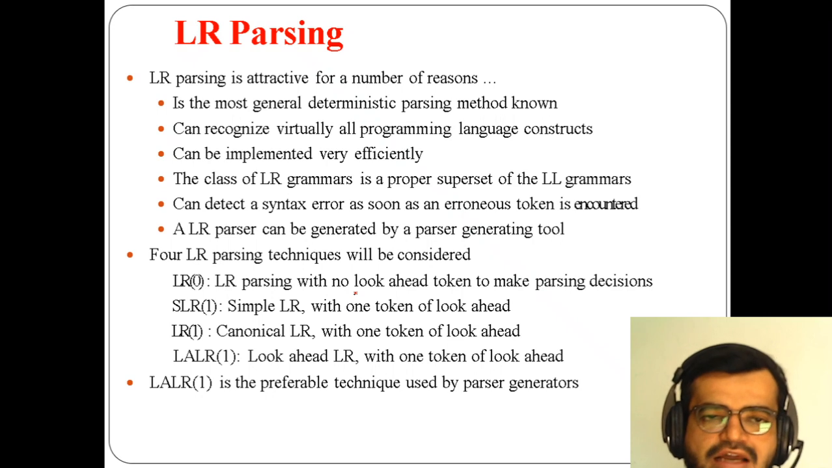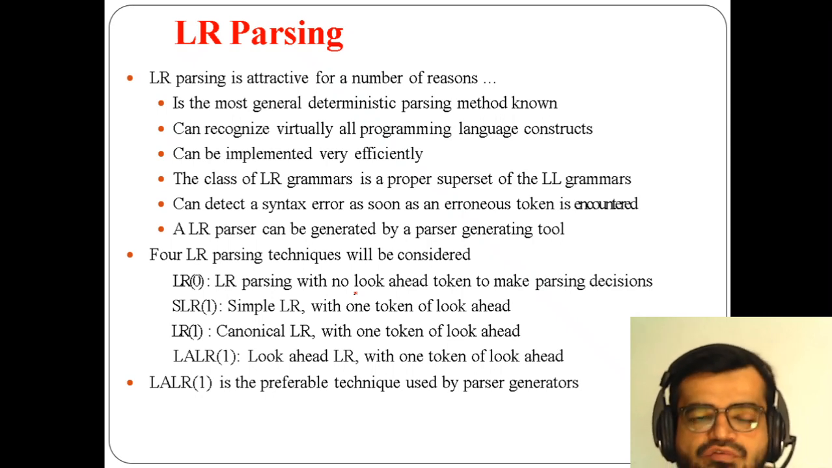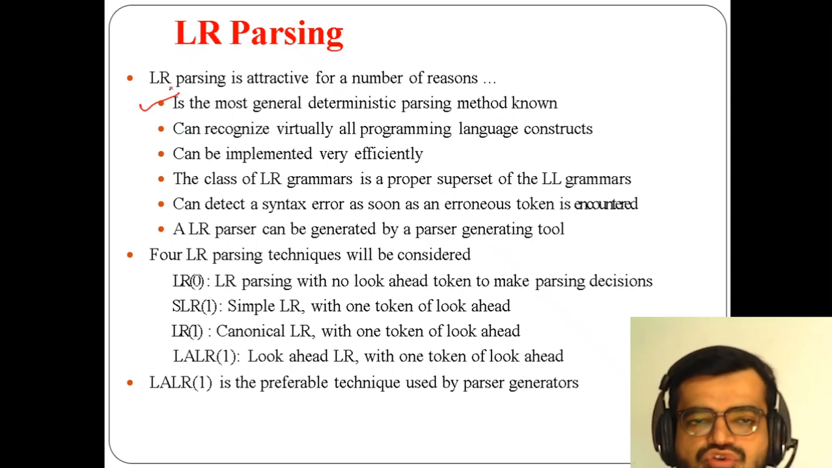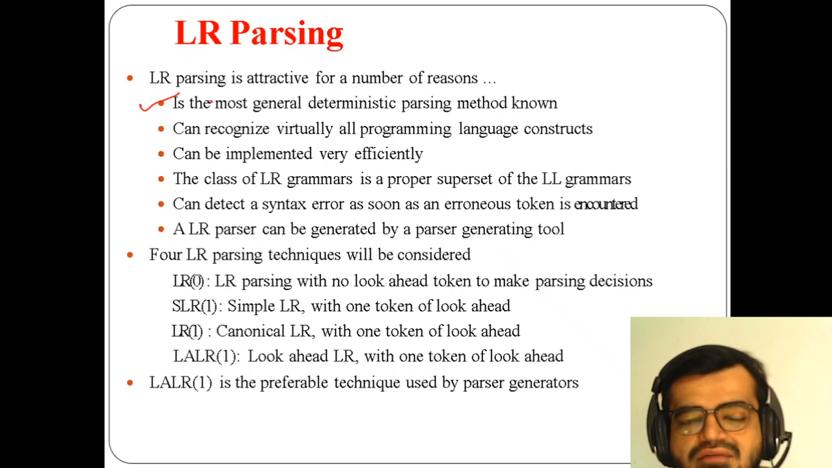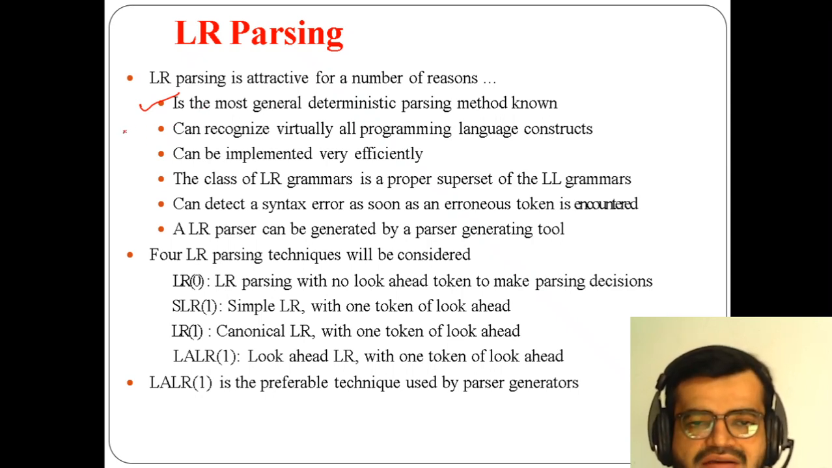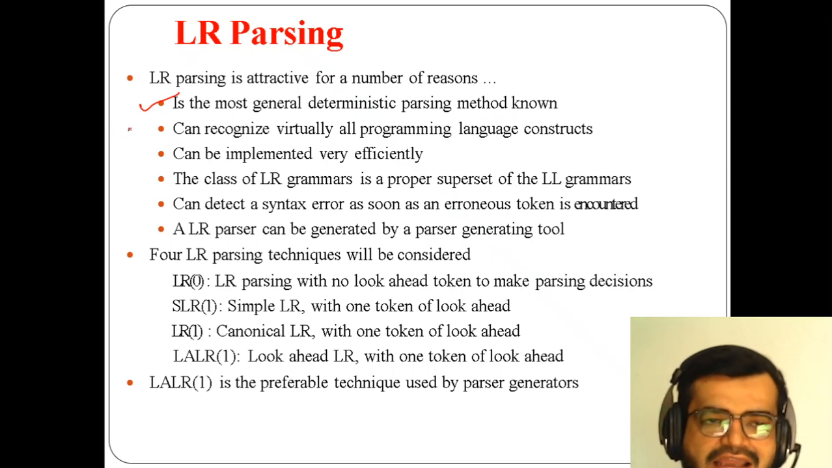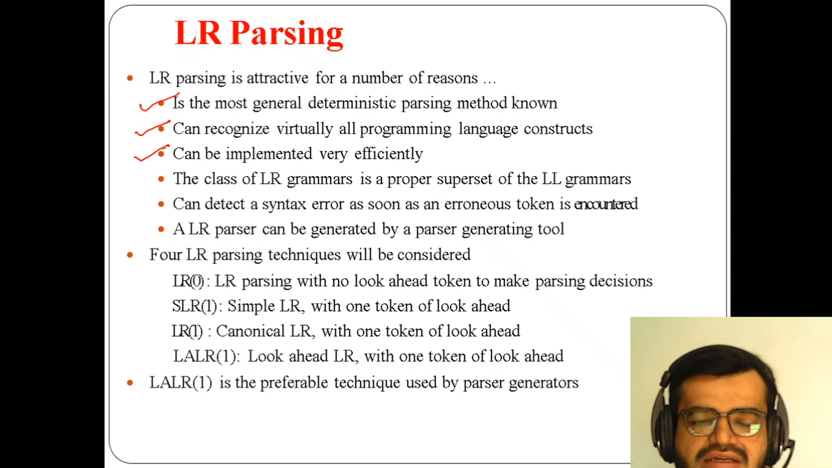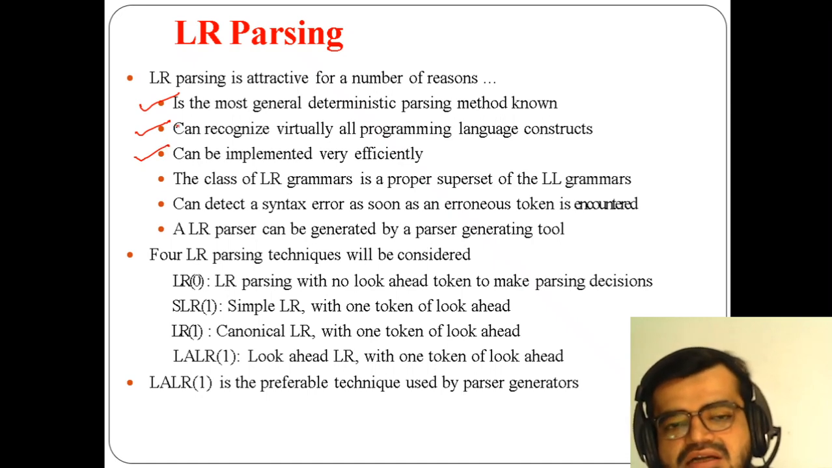Now moving to LR parsing again in detail. Why are we preferring LR parsing? The most important thing is that it is the most general deterministic parsing method. That means it is the most common method used in the parsing process, so that is why LR parsing is used more. It handles all the language constructs, and it can be implemented very efficiently. Why can it be implemented very efficiently?